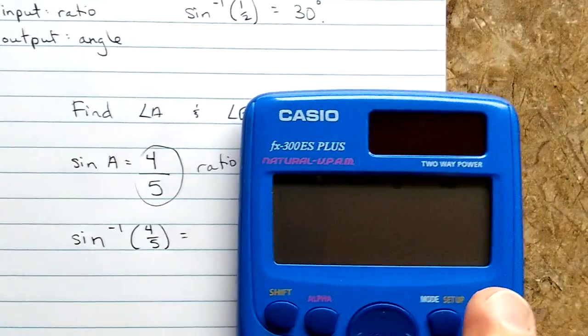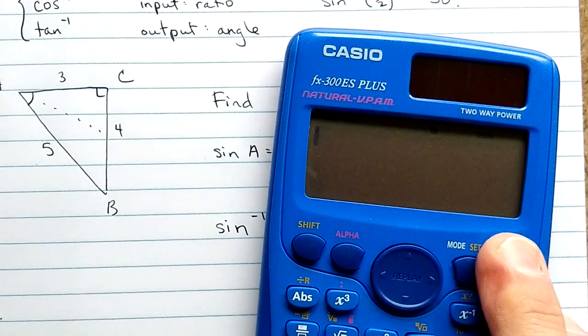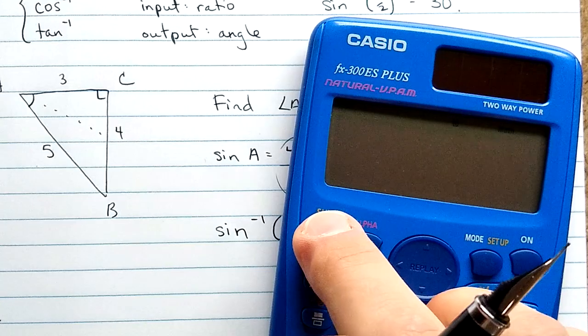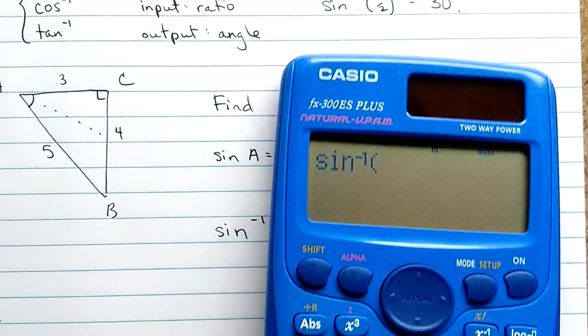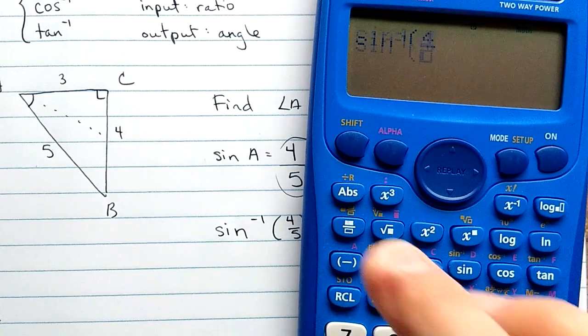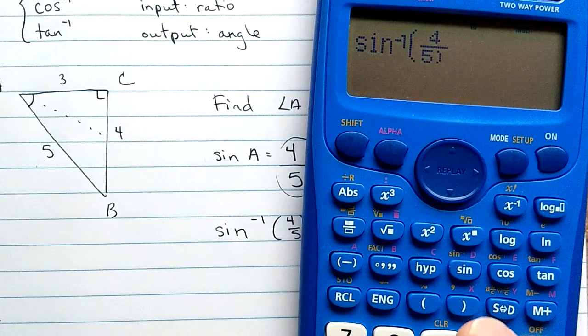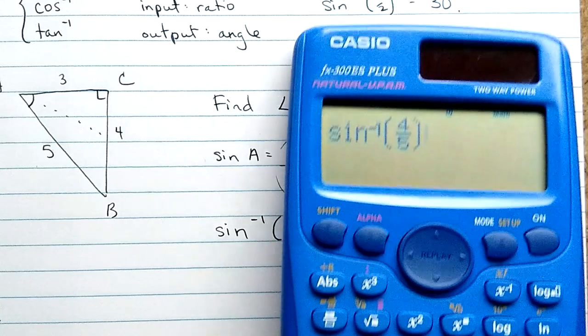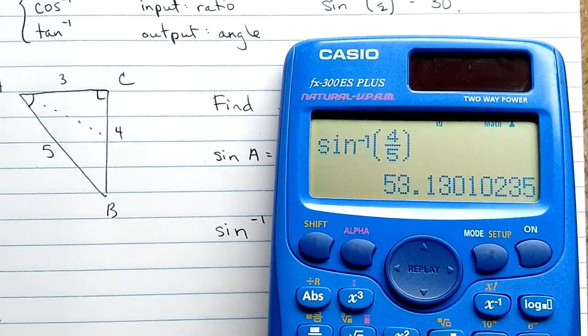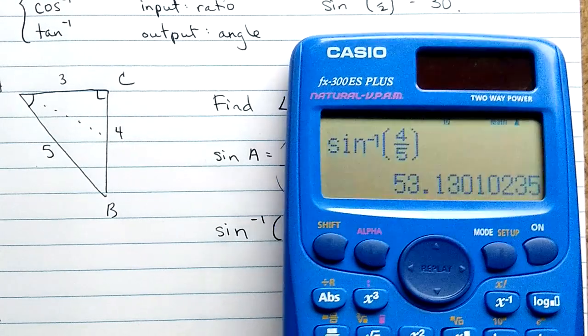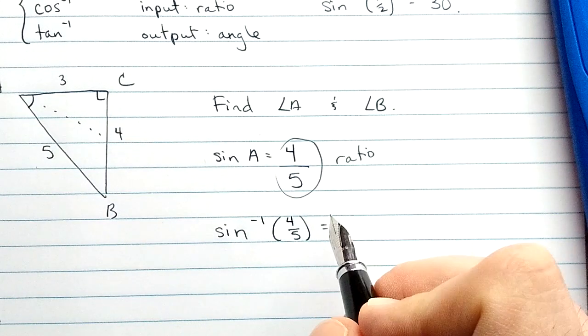Let's grab a calculator. Look at this, a Casio FX 300ES Plus. I'm going to press Shift and Sine on that calculator. That gives me the sine inverse function, and I can type 4/5. I can use a fraction button or just divide. Looks like that. When I press enter, there's my answer that's in degrees, about 53.13 degrees. So that's an approximation.